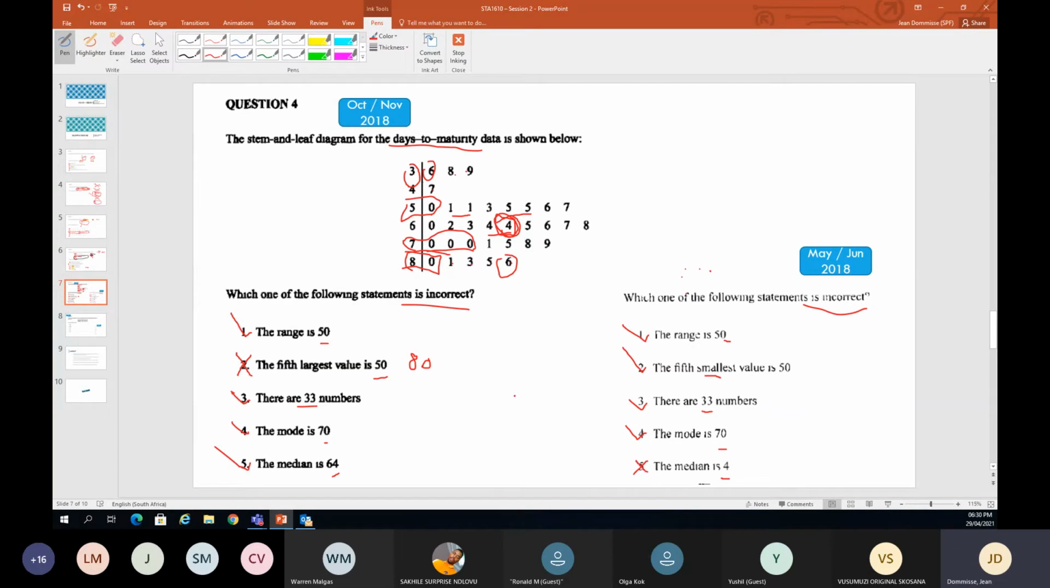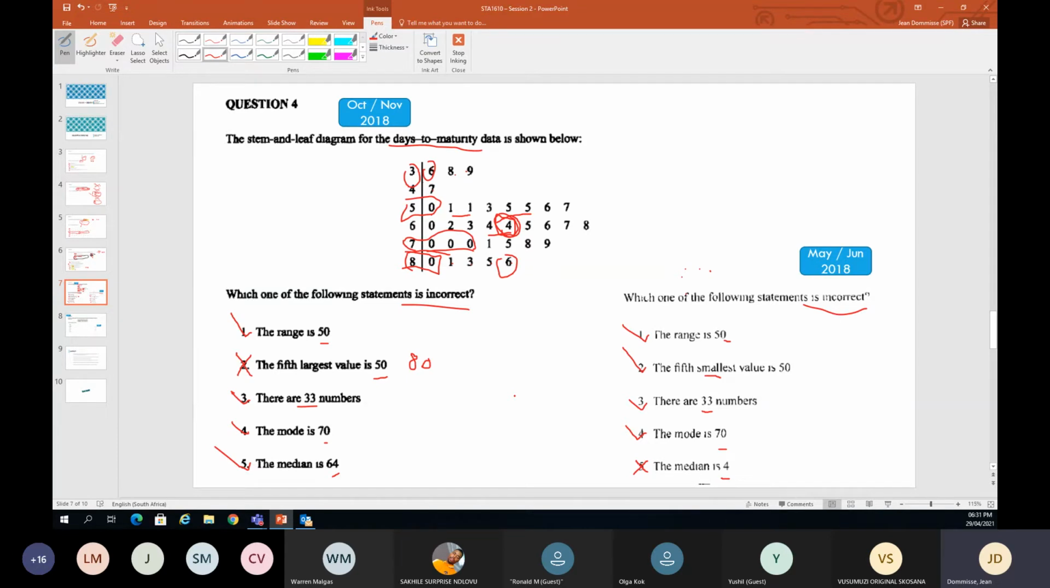Okay, so nearly looking at the same data, scrambling the options a bit, changing the answers a bit, you get 2 different outcomes, where in the October-November option 2 would have been wrong, and the May-June exam paper option 5 would have been wrong.